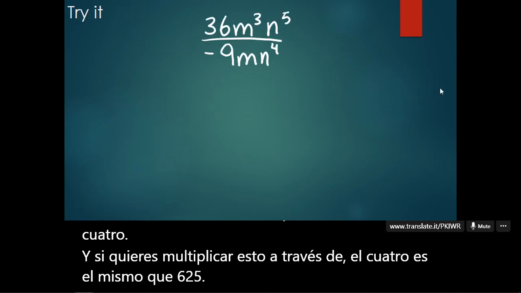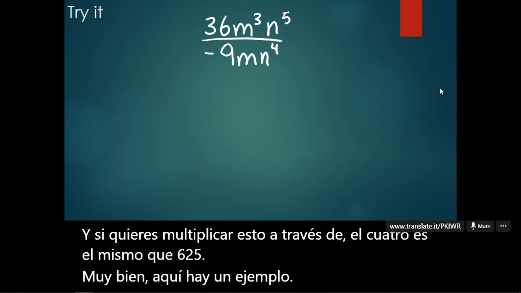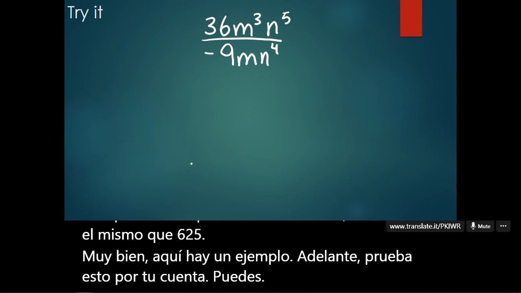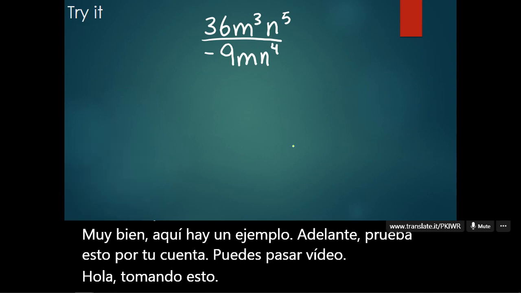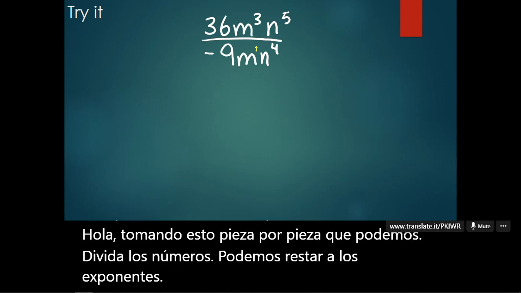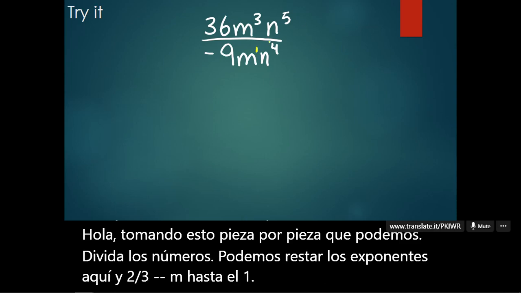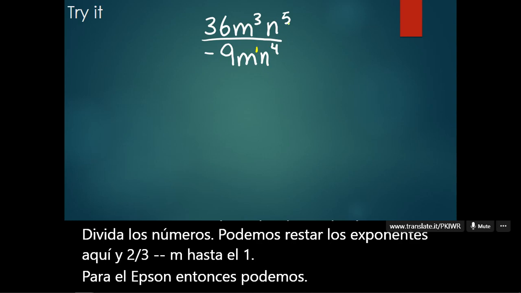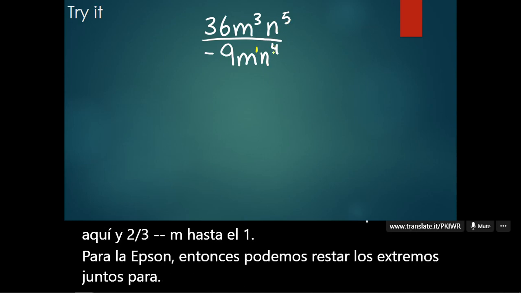Here's an example. Go ahead and try this on your own. You can pause the video. Taking these piece by piece, we can divide the numbers. We can subtract the exponents. Here, m to the 3rd minus m to the 1st for the m's. And then we can subtract the n's together, so n to the 5th minus n to the 4th.